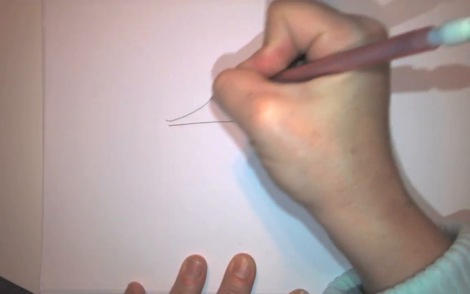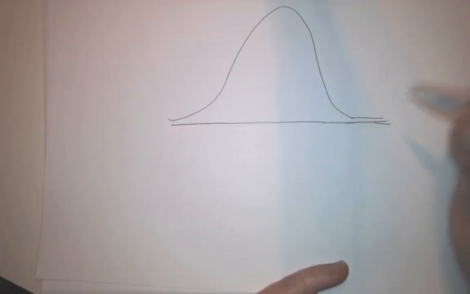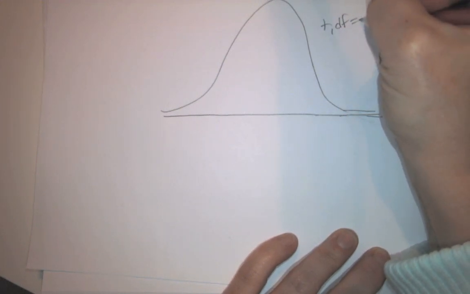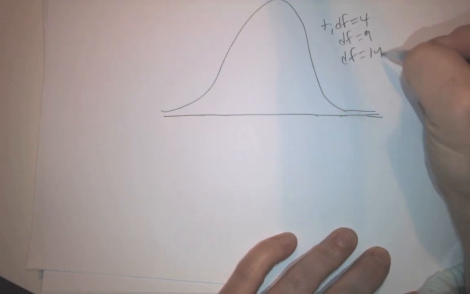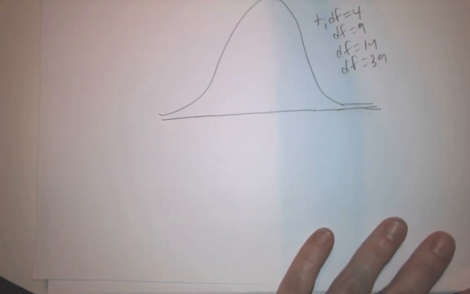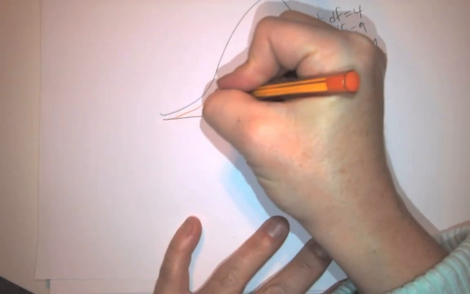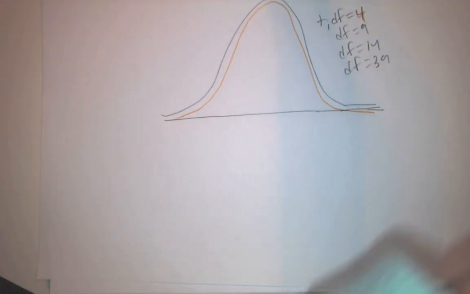So if you notice on figure 6.11, we use a curve that looks like this. And then there are different t's: a t-distribution of degrees of freedom equals 4, degrees of freedom equals 9, equals 14, and then equals 39. And then the normal distribution would be in my pen, and then I would have smaller distributions that would be representative of these different numbers.